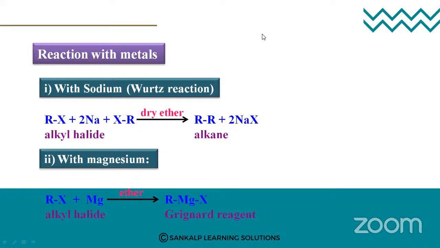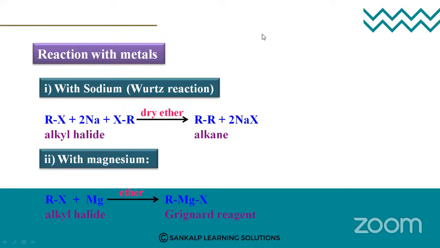This is a very important reaction, and this named reaction is called the Wurtz reaction. The Wurtz reaction is used for the preparation of alkanes. What is our starting reactant? We are taking 2 molecules of alkyl halide and reacting it with a metal like sodium in the presence of dry ether, giving you alkane plus 2 sodium halide. So this is the reaction.